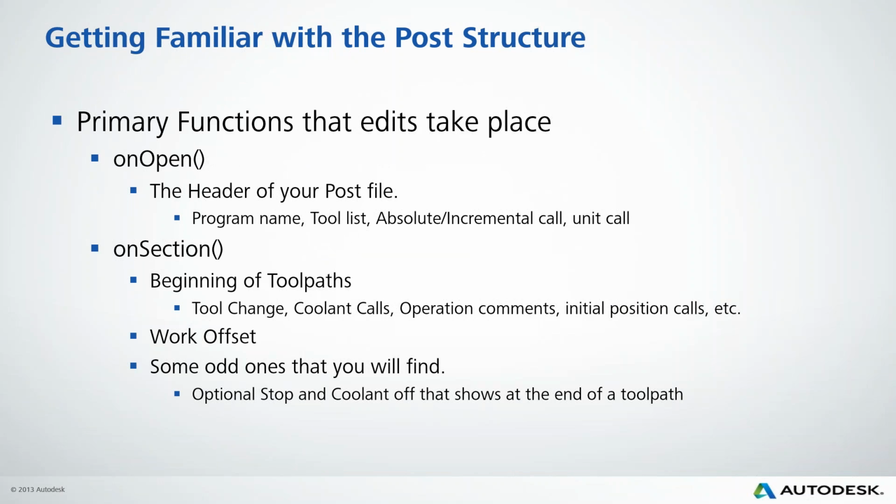So we have the function list on the side, and all those functions basically have the information of what and how the code will post out through the program. The functions that are typically changed whenever we're asked to do modifications are your onOpen section, where you have your program name, the tool list, your G90, G91 calls, and your unit, whether it's inch or metric. The onSection, where your toolpaths begin for tool changes, coolant calls, a comment for your operation, your initial positioning moves, work offsets, and then there's some other odd ones in there.